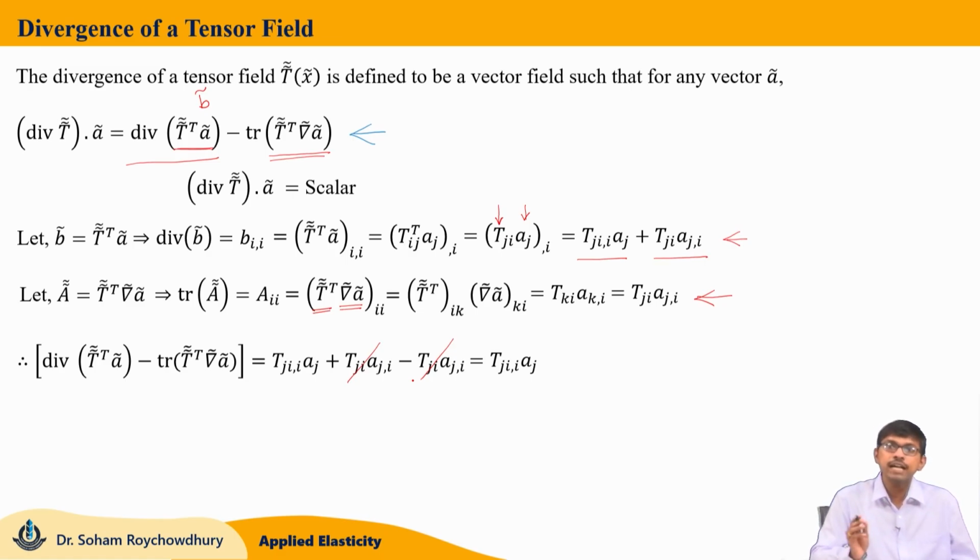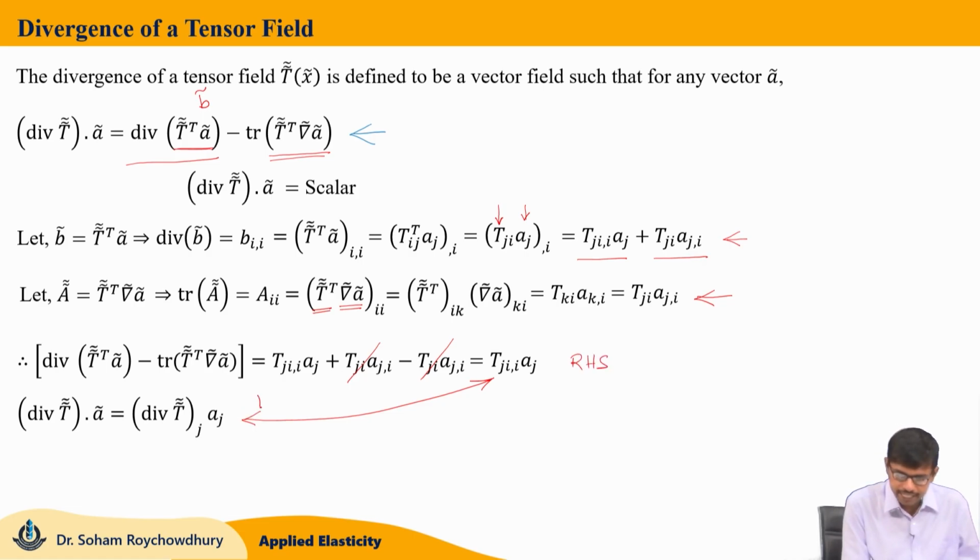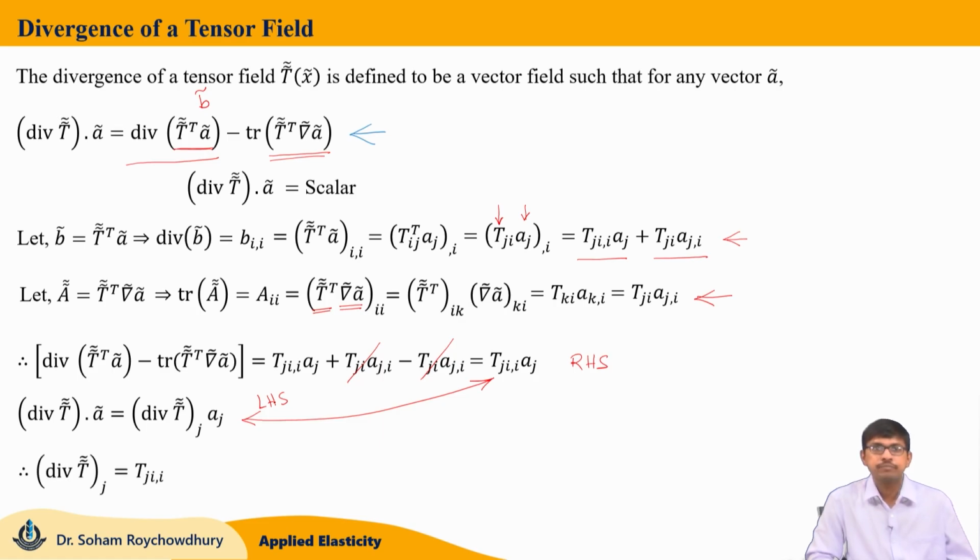Now, if you go for the left hand side, divergence of T transpose A, we can write that as the dot product of two vectors, divergence of T_j times A_j, and comparing it with the right hand side. So we are comparing these two, this is the right hand side and this is the left hand side. A_j is common. So the jth component of divergence of T should be the same as T_ji,i.